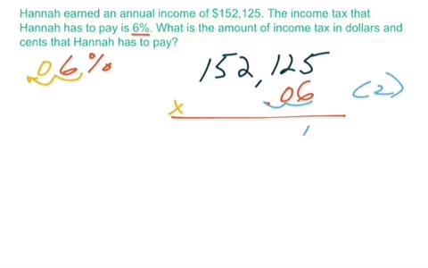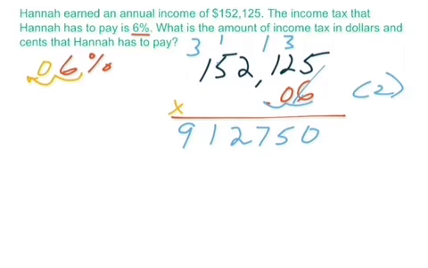6 times 5 is 30. I'm going to put a 0 and carry the 3. 6 times 2 is 12, plus 3 is 15. Carry the 1. 6 times 1 is 6, plus 1 is 7. 6 times 2 is 12 all the way over here. I'm going to carry the 1. 6 times 5 is 30, plus 1 is 31. Carry the 3. 6 times 1 is 6, plus 3 is 9.